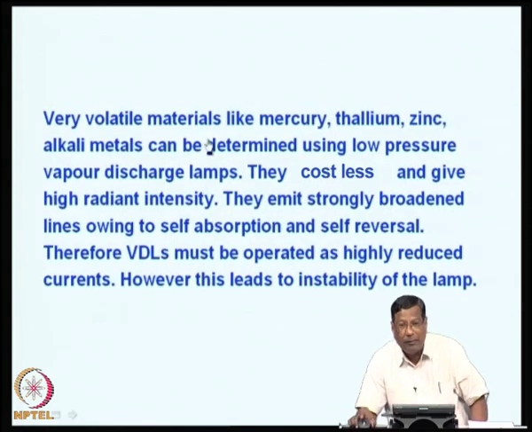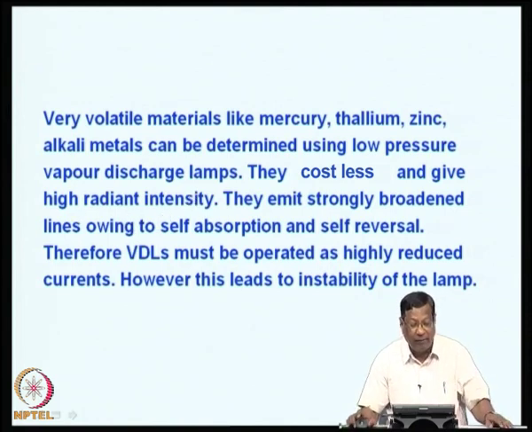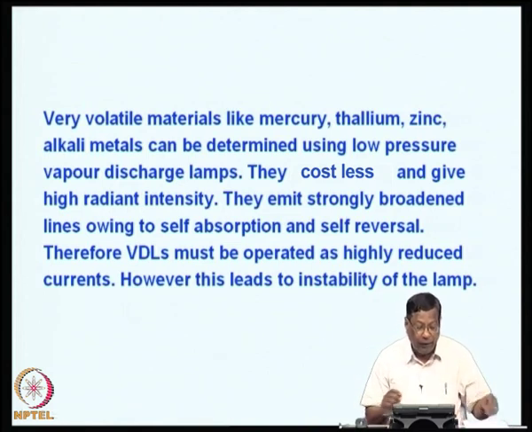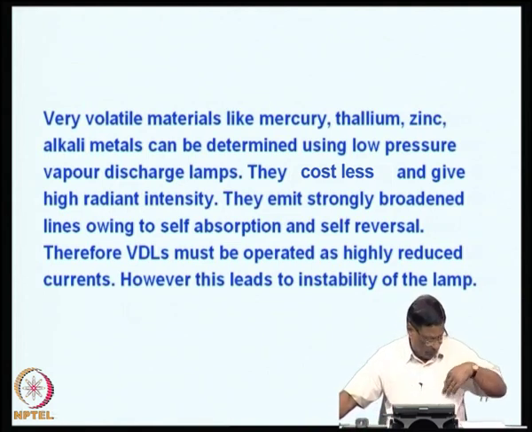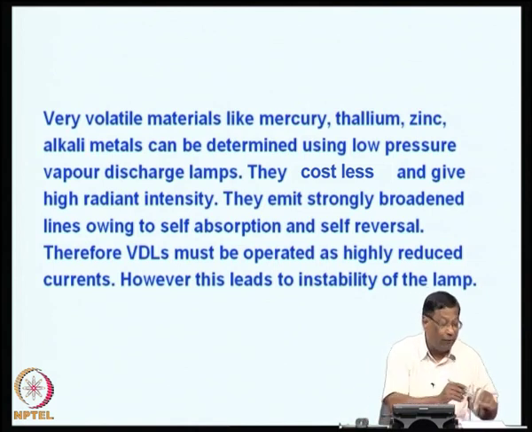So, very volatile materials like mercury, thallium, zinc, alkali metals, etc., can be determined using low pressure vapor discharge lamps. They offer low cost and give high radiant intensity. They emit strongly broadened lines owing to self absorption and self reversal.